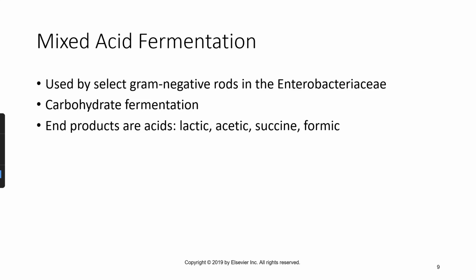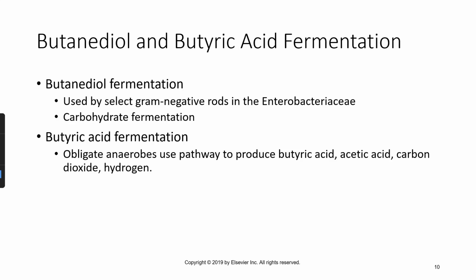Mixed acid fermentation is used by select gram-negative rods in the Enterobacteriaceae family. Carbohydrate fermentation with an end product of lactic, acetic, succinic, and formic acid. So it produces a mixture of acids at the end. Butanediol fermentation is used by select gram-negative rods in the Enterobacteriaceae, and it's based on carbohydrate fermentation. Butyric acid fermentation: obligate anaerobes use this pathway to produce butyric acid, acetic acid, carbon dioxide, and hydrogen.